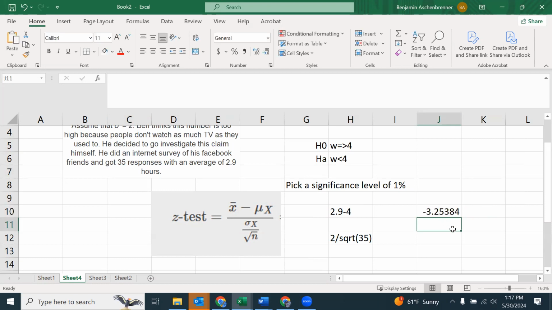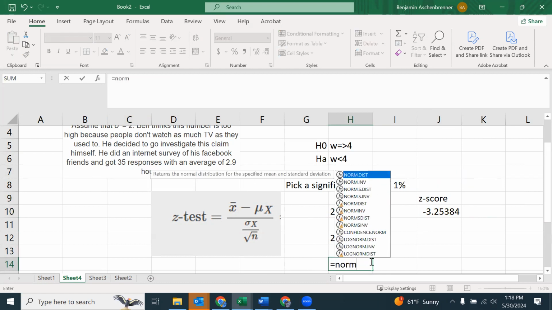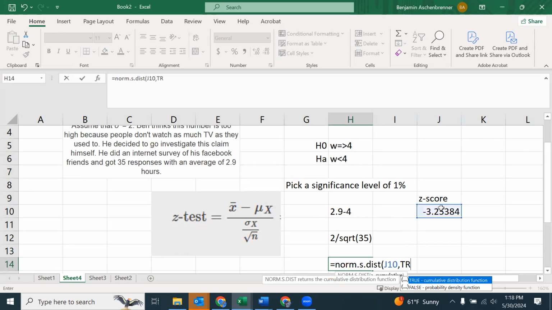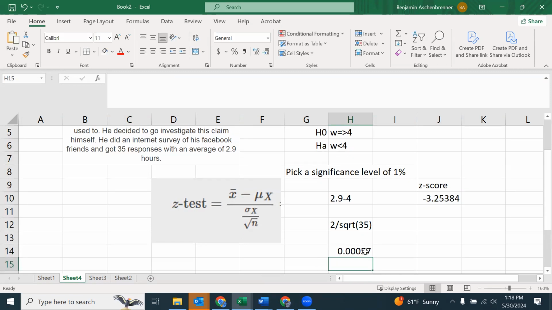Minus 3.25. We've got a fighting shot here of getting onto the z-score table. I'm going to go ahead and use norm.dist. So remember, this is my z-score essentially. It's still pretty far down, negative 3.25. So we'll see, equals norm.s.dist. And then I take my z-score. I say true. And I got a really small percentage, but at least I'm on the charts here.